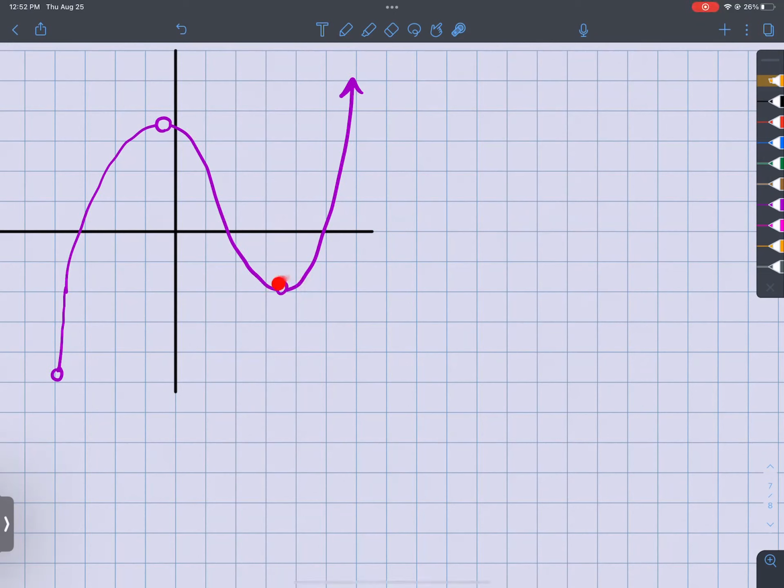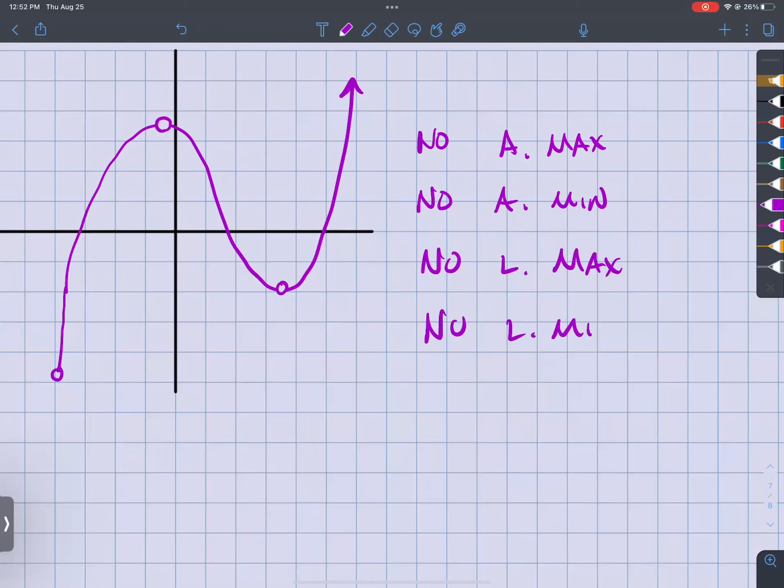This right here is a valley, but it doesn't have a bottom because it doesn't exist. This right here doesn't exist. It's not the lowest point. So in this graph, there is no global max, or what did I call it? Absolute max, sorry. No absolute max, no absolute min, no local max, and no local min. Dang, this graph sucks.